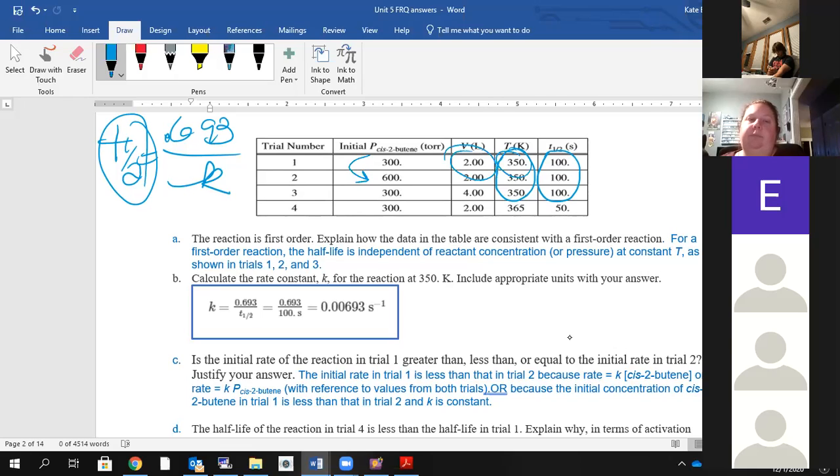This one I might have just been confused on because of the pressure. Yeah. So remember that we can treat pressure just like it is concentration. Okay. Thank you. Yep.